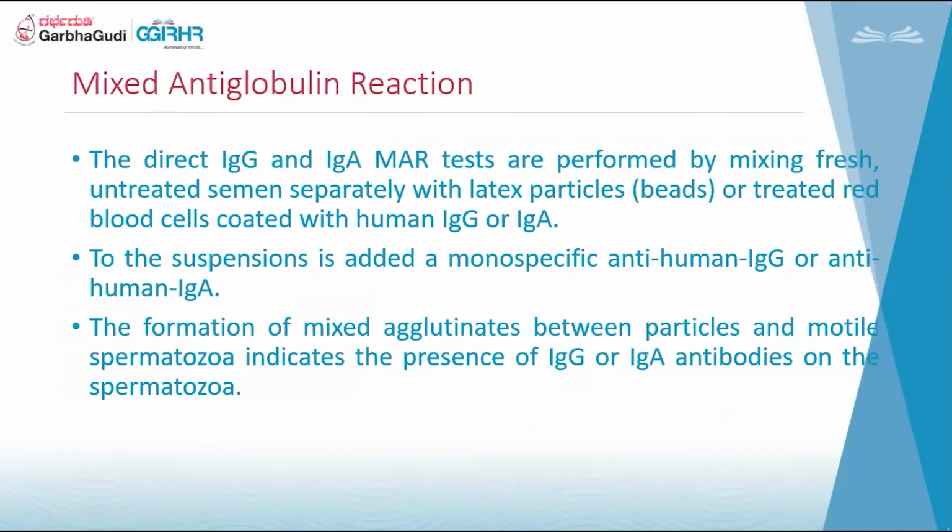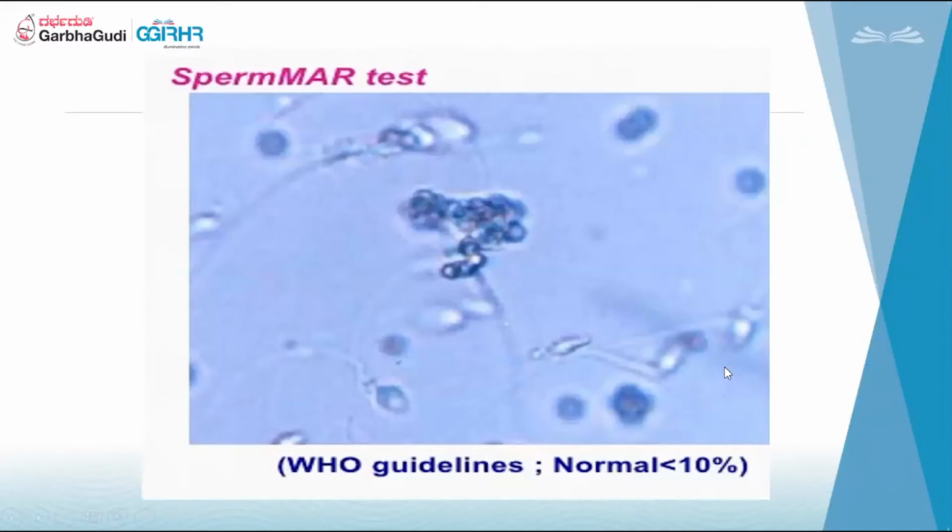Then there are IgG and IgA MAR tests, performed by mixing a fresh untreated semen sample with these beads. Then there are treated red blood cells coated with human IgG. You get all these IgG, IgA media. Then formation of mixed agglutinates between particle and motile sperm indicates the presence of IgG or IgA antibody on the spermatozoa. So this is how the clump will look if it has anti-sperm antibody.